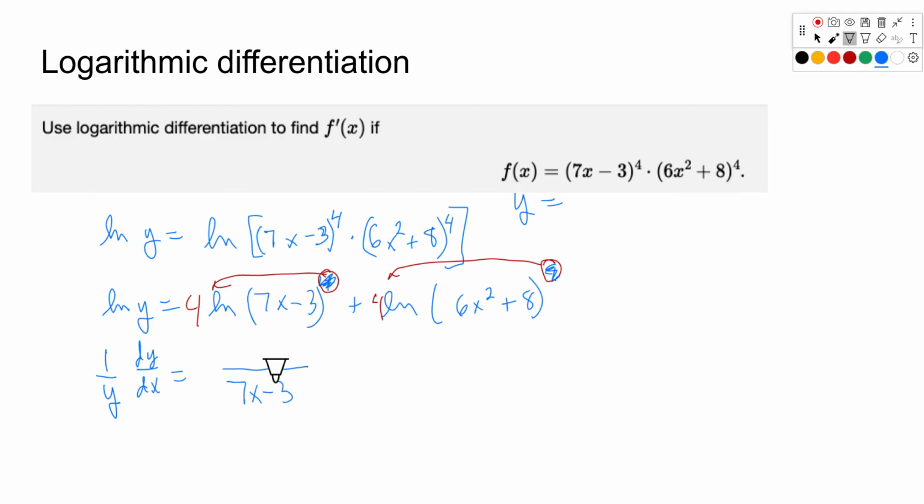Anyone not see that? Okay, so the derivative of 7x minus 3 is 7, so that's going to go in the numerator. This 4 is out there, 4 times 7. So now we can catch up. So good job. Okay. 28. And I'll just put a little note. Here's 4 times 7. Okay. That's all there is to it.